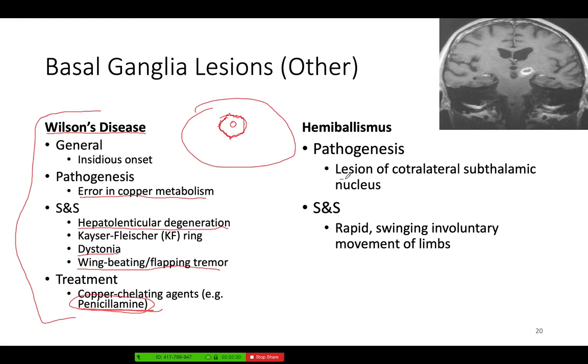Hemiballismus, when we have a lesion of the contralateral subthalamic nucleus, we're going to have a rapid, swinging, involuntary movement of limbs. It should be upper and lower limbs. The way they'll describe your patient is a patient that is just randomly swinging their arm and leg on one side, the other side is completely fine. What they're going to ask is what side is the lesion? You need to know it's contralateral. For hemiballismus, it's going to be contralateral.